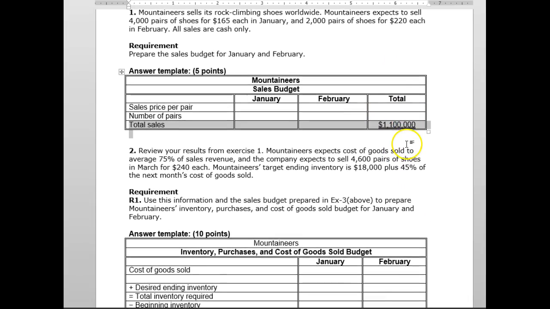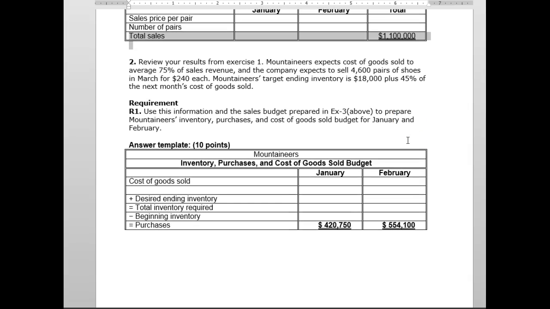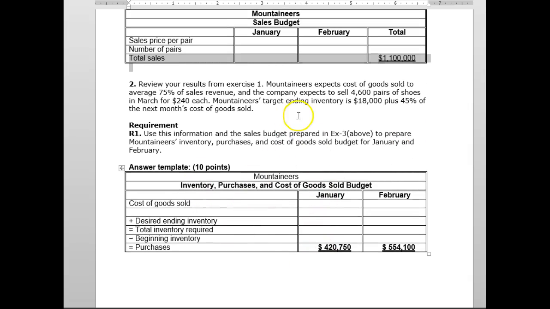So then, I guess we were prepping you here. You're going to review the results in one, and they want to now figure the cost of goods sold. They are telling you they expect to sell 4,600 in March for $240. And their targeted ending inventory is $18,000 plus 45% of next month's cost of goods sold. Now that's a whole lot of numbers here. So let's kind of back into it and see what we've got.